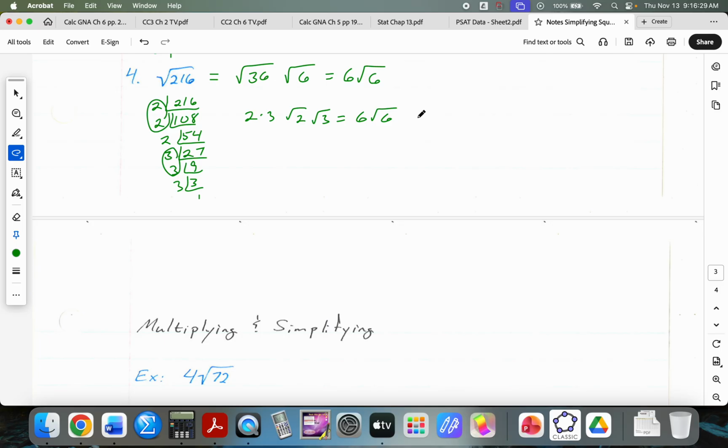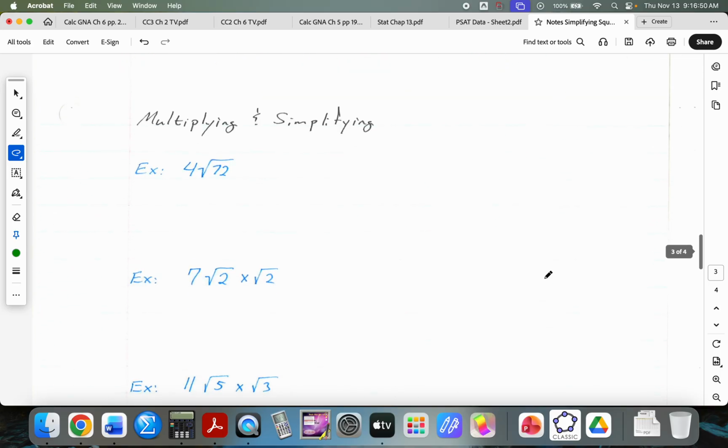All right. And then 216 is between what? 14 and 15? Because 14 is the square root of 196, which is a little less than 216, and 15 is the square root of 225, and 225 is a little bit more than 216.